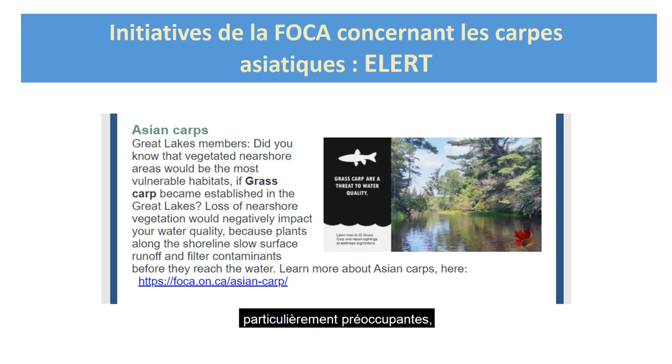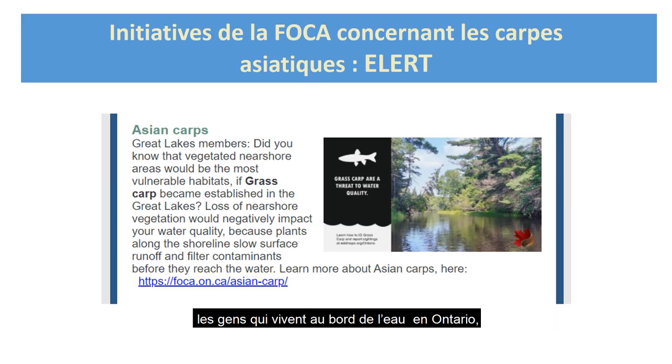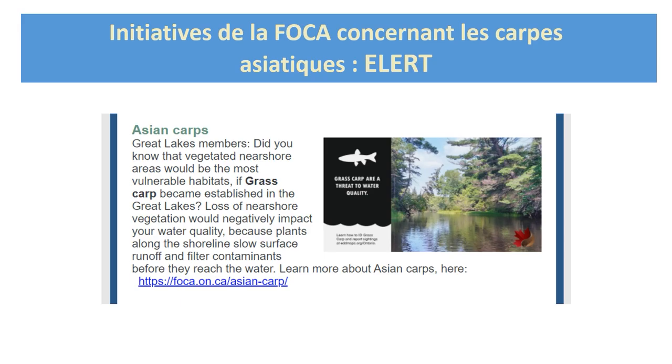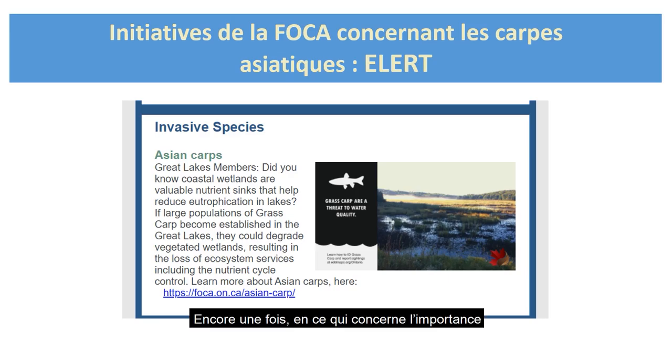Yeah, so we, of course, are focusing on the many impacts that carp can have. If people don't really understand the difference between different species of fish and why these ones are a particular concern, we want to spell out some of the specific impacts that they can have. And since water quality continues to be a top issue amongst people that live on the water in Ontario, these are some of the things we wanted to highlight to make sure they understood where carp figure into the equation.